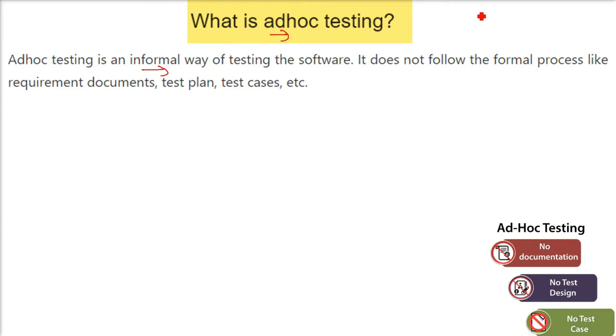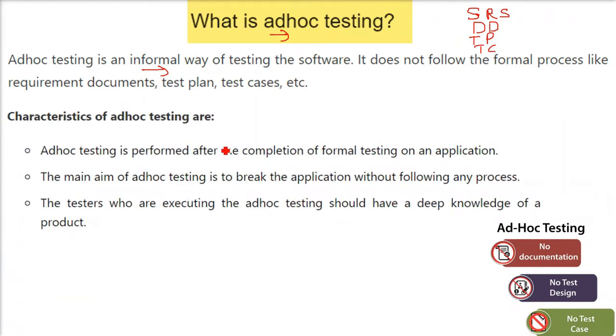In a formal way, we first write the SRS, then the design, then the test strategy is defined, the test plan is defined, and test cases are written. All this is a formal way. But in ad hoc testing, there is no formal way: no requirement documents, no test plans, no test cases. Ad hoc testing is performed after all the formal testing is done, because our main aim is to break the software by any means. Ad hoc means doing everything which is possible.